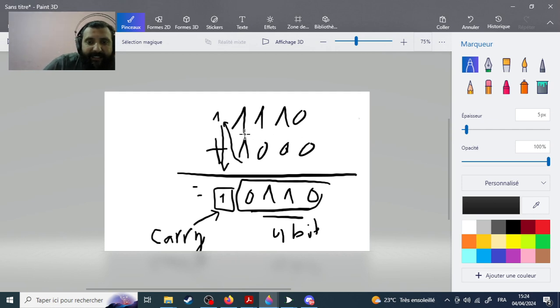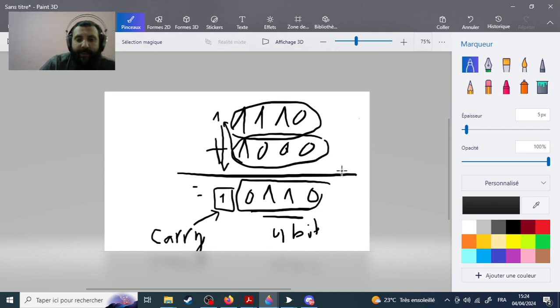We can't add this value and this value and get the result on 4 bits. It's impossible. 4 bits is not enough to contain this result. We need the fifth bit. The fifth bit is sometimes called the carry, and it can be 1 or 0.